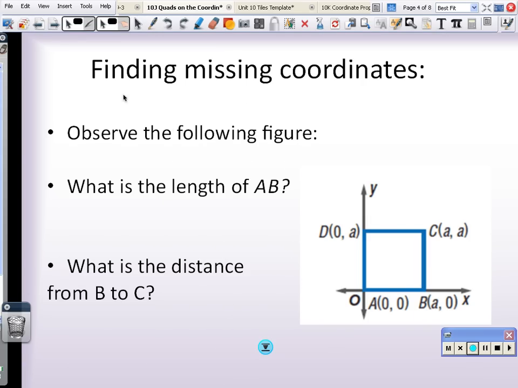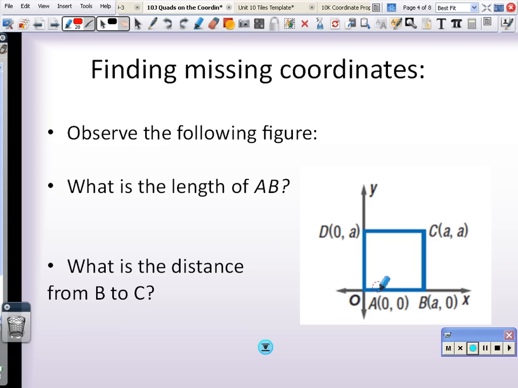What we need to be able to do in this unit is find missing coordinates. So observe the following figure. This is a rectangle or square or something of some kind. I know that because it has the same height. So the slope here is 0 and the slope here is 0, and the slope there is undefined and undefined there. So I need to find the length of AB.